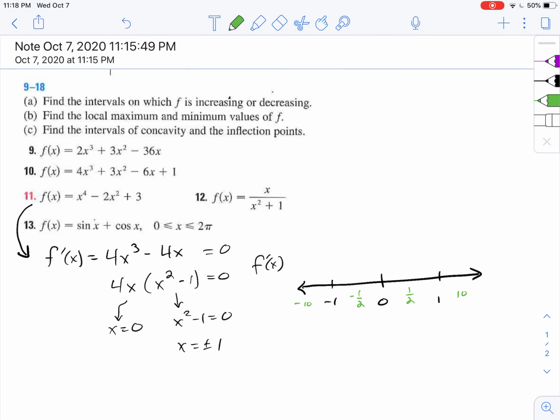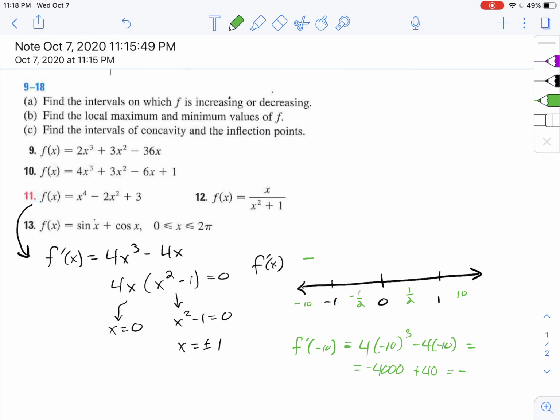All right, f prime of negative 10. I'm plugging negative 10 back into f prime. So f prime of negative 10 is 4 times negative 10 cubed minus 4 times negative 10. And if you look at that, that's negative 4,000 plus 40, so that's definitely negative.